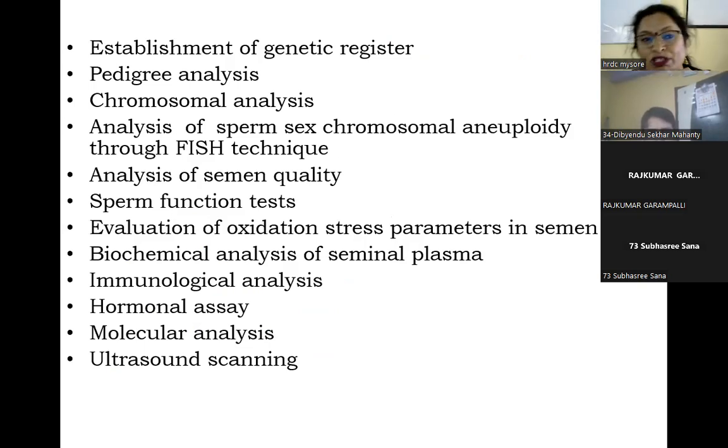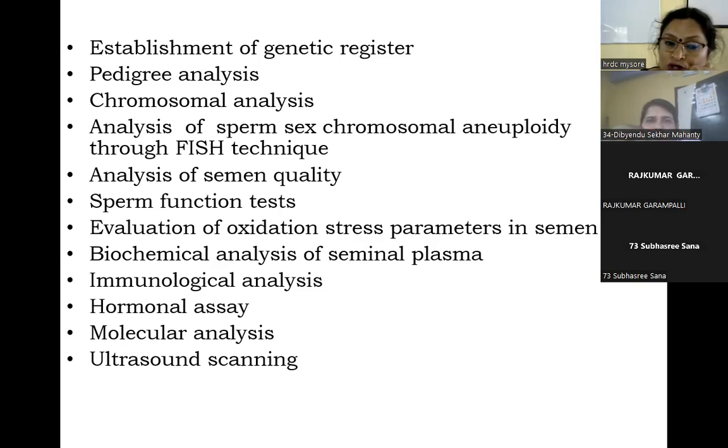First of all, in human genetics, you must be knowing, we should collect the information. For that, we have to establish a genetic registry, where we collect all the information: personal history, reproductive history, family history. And pedigree. Pedigree is the study where we study many generations, how a character has been inherited. That analysis will be done, then chromosomal analysis, analysis of sperm sex chromosome aneuploidy through fluorescent in situ hybridization, and analysis of semen quality. That's also very important, the gold standard diagnosis.